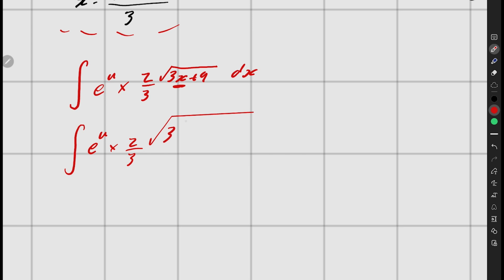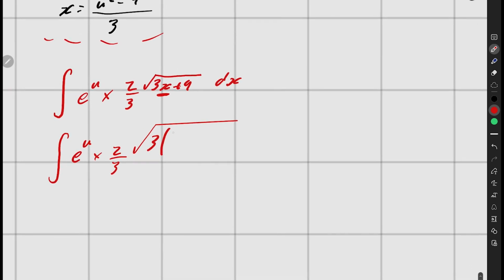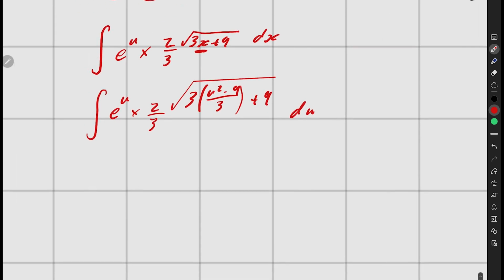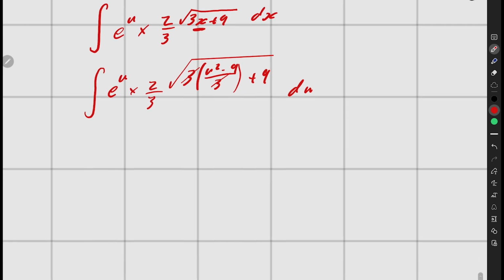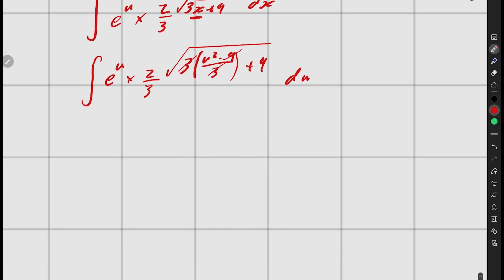That's going to be 3. And we're multiplying it by (u squared minus 9) divided by 3 plus 9 du. And let's look at this. We can see we can cancel out the 3's and we can cancel out the 9's, so that we can cancel out the u squared as well. I'll write it all out though.